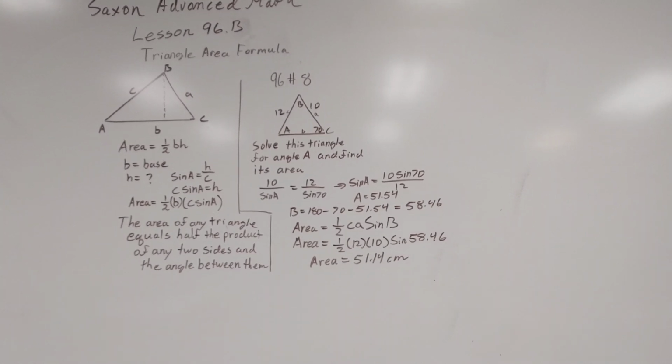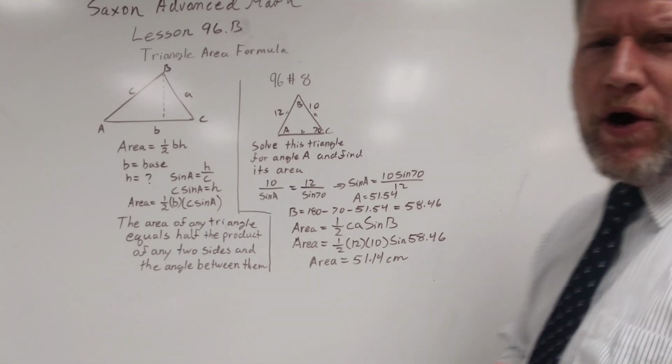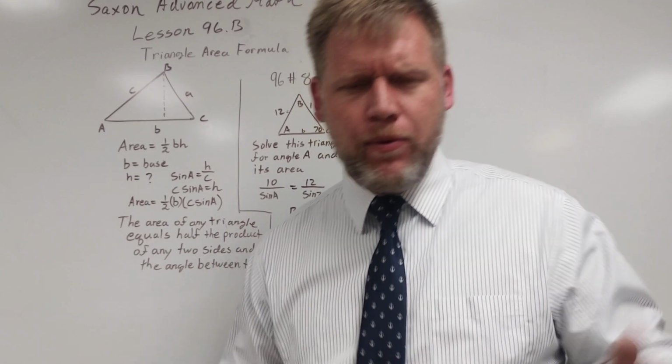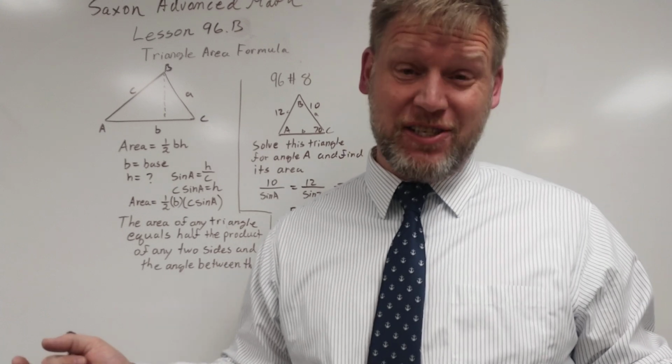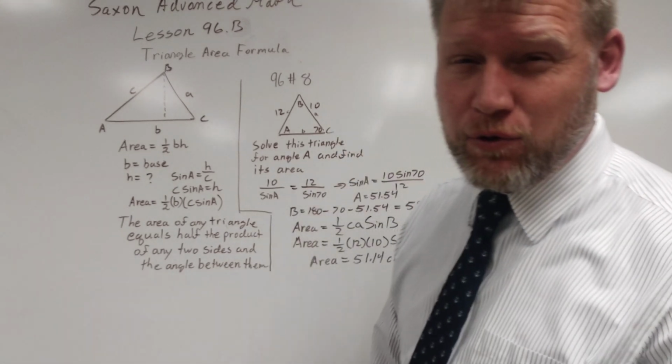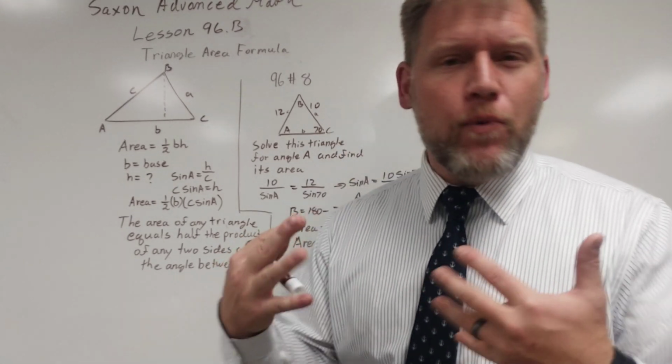This is Saxon Advanced Math Lesson 96.b. This is the triangle area formula. Now, we already know how to find the area of a triangle, right? We've been doing this since like 6th or 7th grade. The area of a triangle is 1/2 base times height. So why do we need another formula?